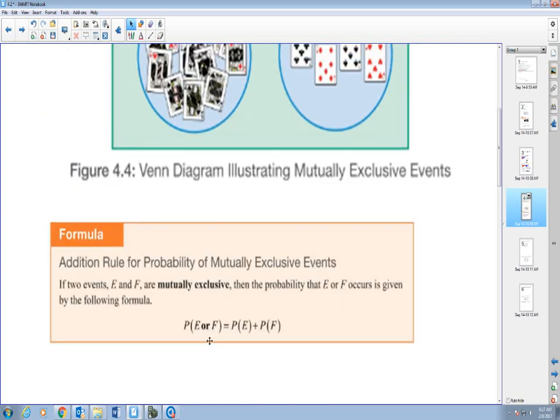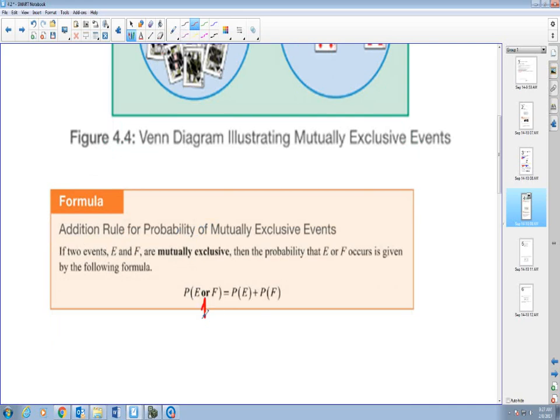So if you have no common outcome, if your 2 events are mutually exclusive, then the probability that the first event E or the second event F occurs will be the probability of the first event E plus the probability of the second event F. So in probability, the word or means we will add the probabilities. Okay, mutually exclusive. For E or F to occur, we will add the probabilities of the two events if they are mutually exclusive.